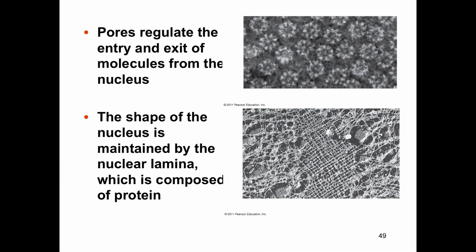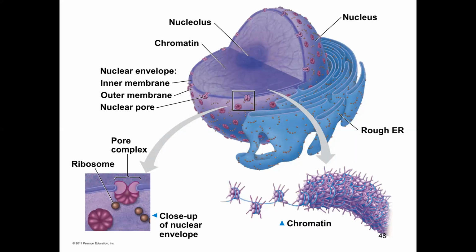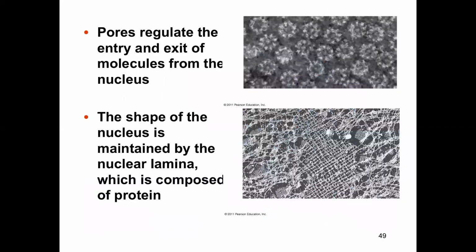The other thing here is notice how the nucleus always has this nice shape. Well, that's not by accident, and it's not because it's full of DNA. There's actually a skeleton inside of the nucleus, which is called the nuclear lamina. And this is what it looks like. And it is responsible for maintaining the shape of the nucleus and keeping it nice and open so it can hold everything that needs to be held there, all right?